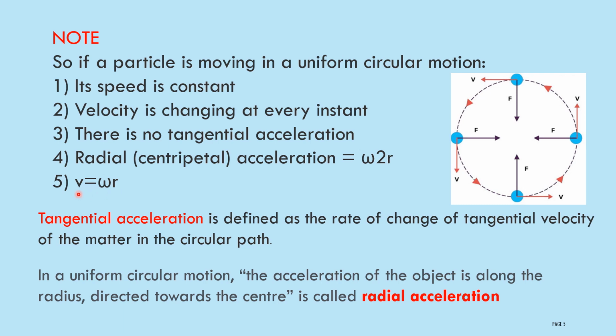Then fifth one, v is equal to ωR. v means linear velocity, ω means angular velocity. Linear velocity means when the object is moving in a straight line, then we consider linear velocity. When the object is moving in a circular path, we consider angular velocity.